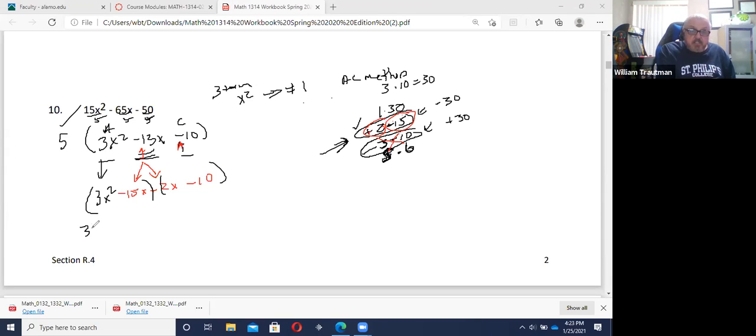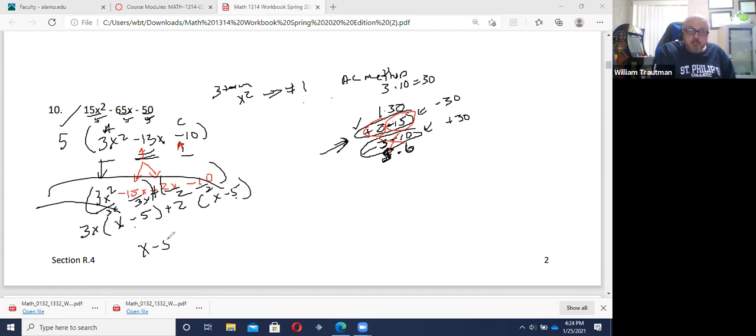A 3 and an x factor out of here. When I divide this by 3x, I get x minus 5. Here, that's a +2, so a 2 factors out of there. When I divide these by 2, I get x minus 5. The parentheses are the same, so I can factor out the parentheses, and I'm left with 3x plus 2.